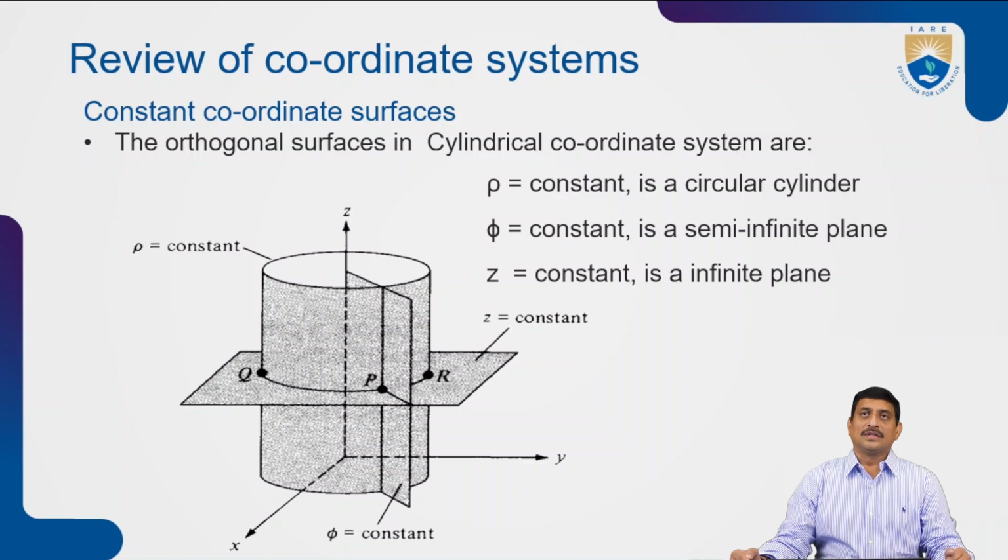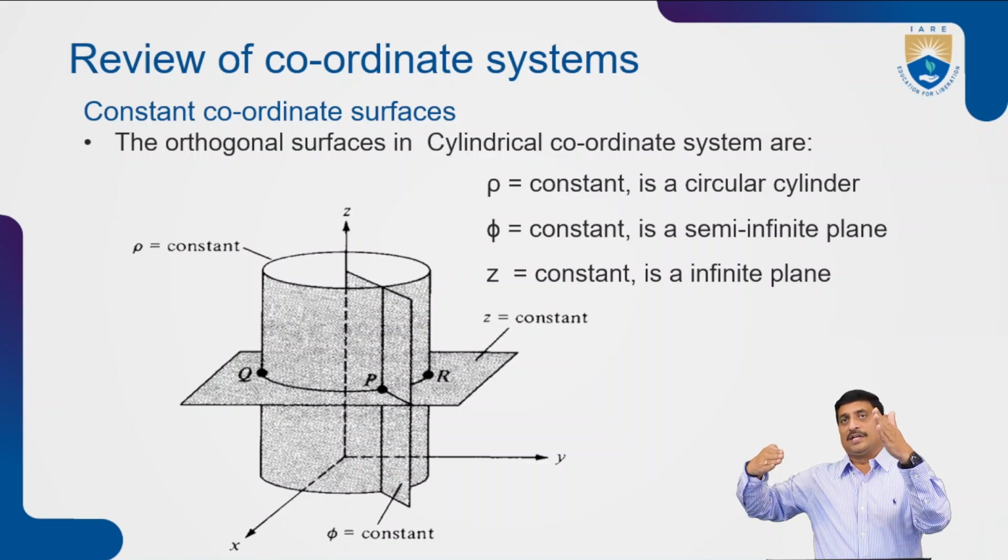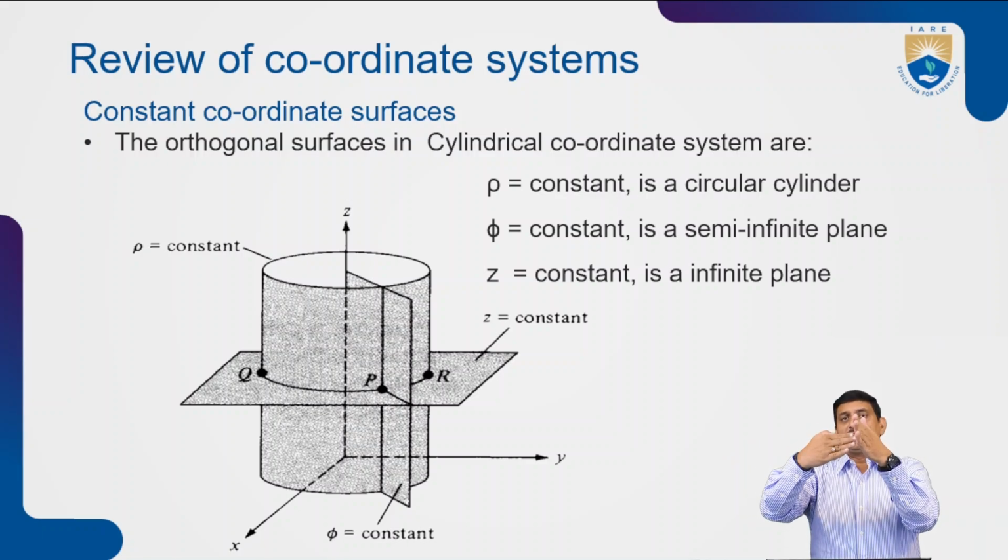In a similar way, I will go with the next variable. I will keep phi equal to constant at some angle. Assume that I keep phi equal to 30 degrees as a constant. Phi is the angle measured from the x-axis in an anti-clockwise direction in the xy plane. So from the x-axis, phi is 30 degrees, for example. Phi is constant, but I will vary rho from 0 to infinity along this angle, and similarly z varies from minus infinity to plus infinity.